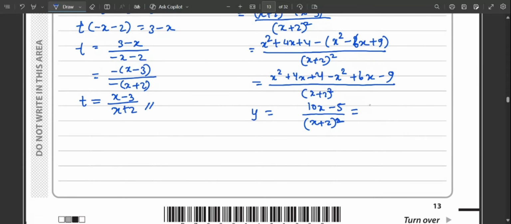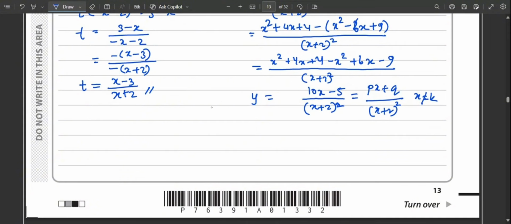So if we compare this with (px + q) divided by (x + r) whole square, x is not equal to k, we can see that p is equal to 10 and q is equal to minus 5. Then r is equal to 2 and k is equal to minus 2. The reason why k is equal to minus 2 is because k is the value that needs to be excluded.